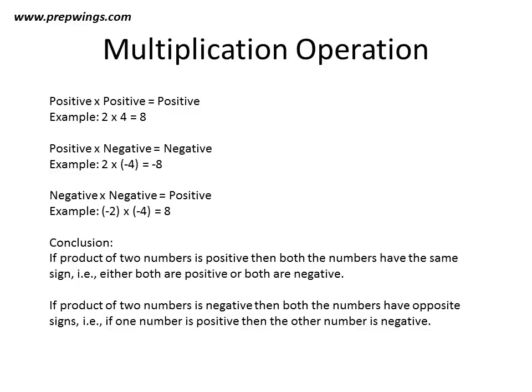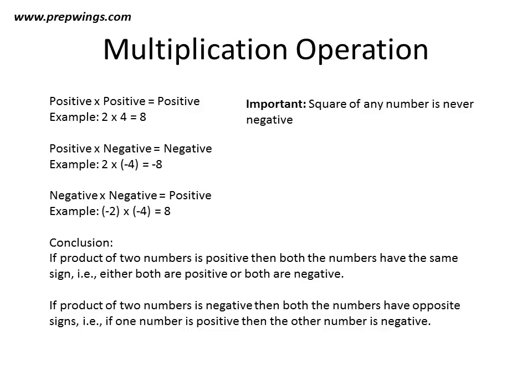Now what we conclude from this is that if the product of two numbers is positive, then both the numbers have the same sign. What it means is either both of them are positive or both of them are negative. Okay. And if the product of two numbers is negative, then the numbers have opposite signs. What it means is if one number is positive, then the other number has to be negative.